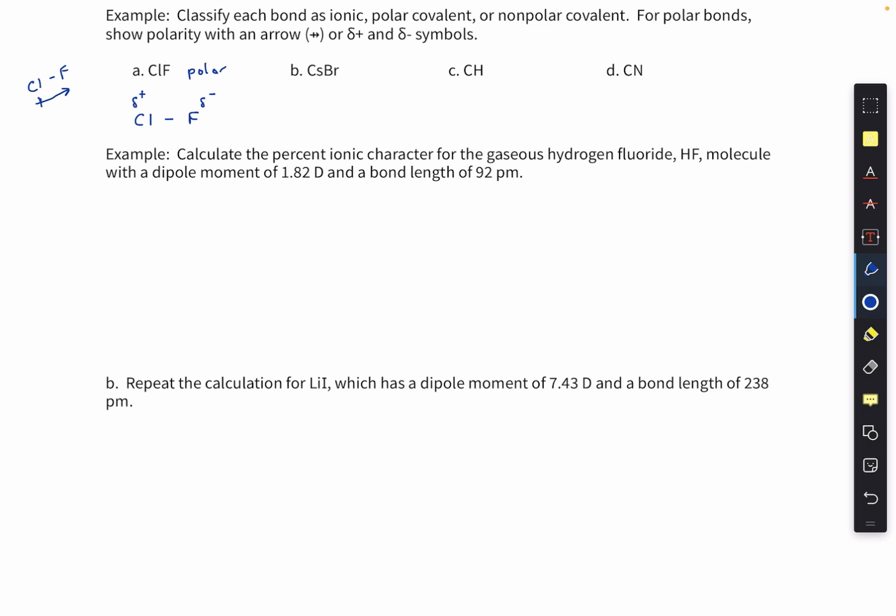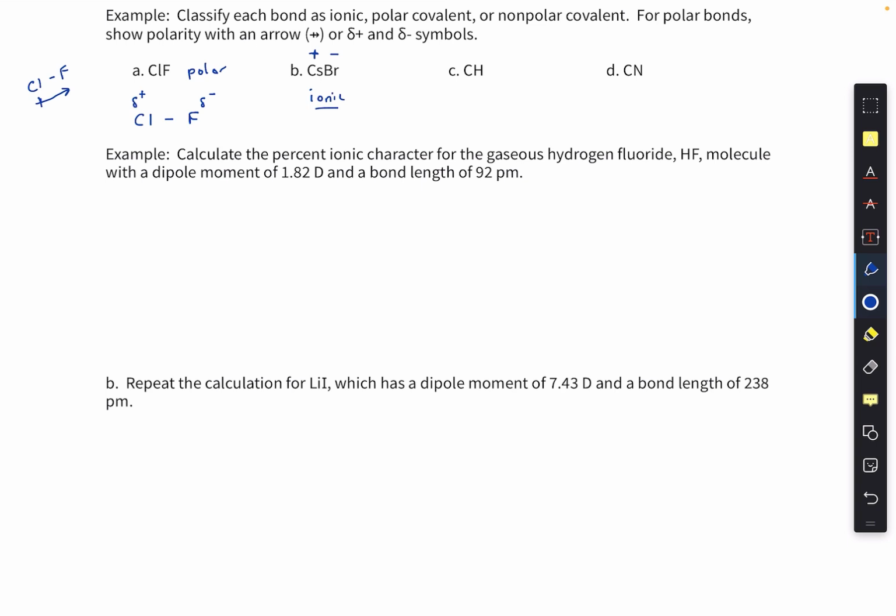The next one is cesium and bromine. This one's going to be ionic. And again, our rationale here is that cesium's a metal, bromine's a nonmetal. And so you could put real charges on this if you'd like. The directions don't say you have to do that, but the cesium would be positive, the bromine would be negative.